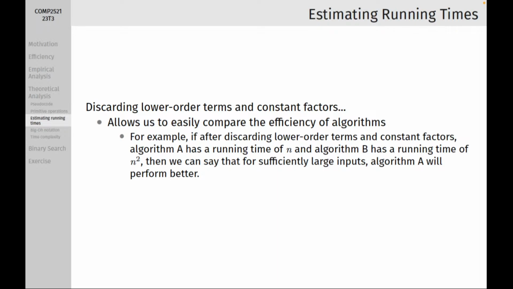Okay, so what was my example here? If we discard lower order terms and constant factors, and algorithm A has a running time of n, and algorithm B has a running time of n squared, then we can say that for inputs that are sufficiently large, algorithm A is going to perform better. I keep saying sufficiently large because algorithm A is not necessarily better for small inputs, but as the input size gets larger, algorithm A is going to be more and more likely to perform better because algorithm B grows a lot faster than algorithm A.